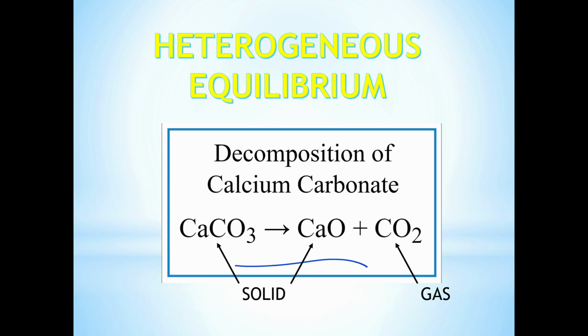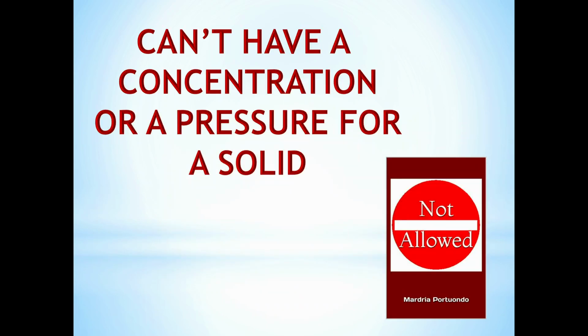What do I do with this? Is the equilibrium constant CO2 times CaO divided by CaCO3? Well, it turns out I can't have a concentration or a pressure for a solid. Obviously I can't have a pressure for a solid. But I can't have a concentration for a solid either. Why?